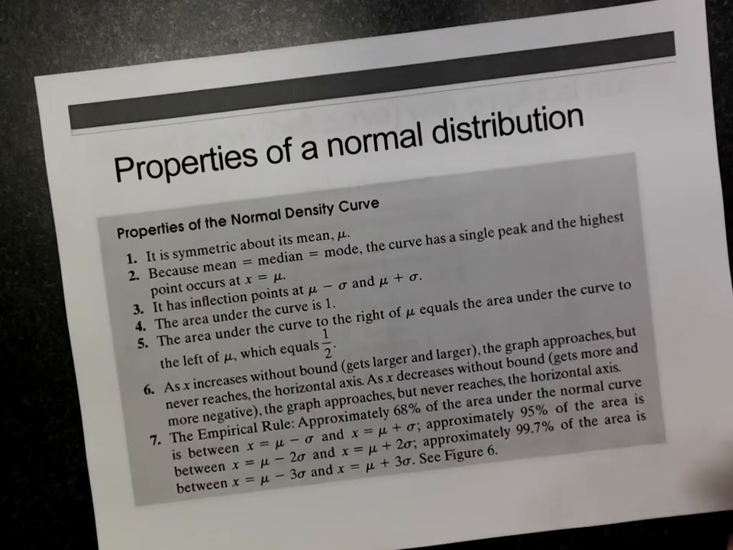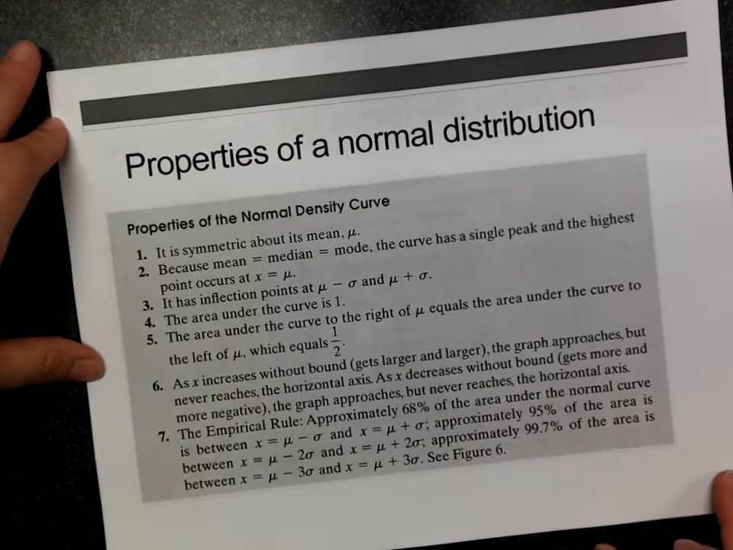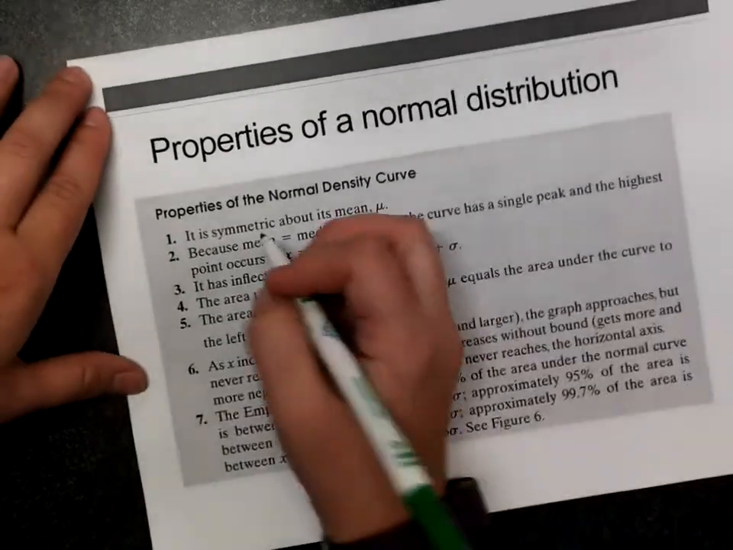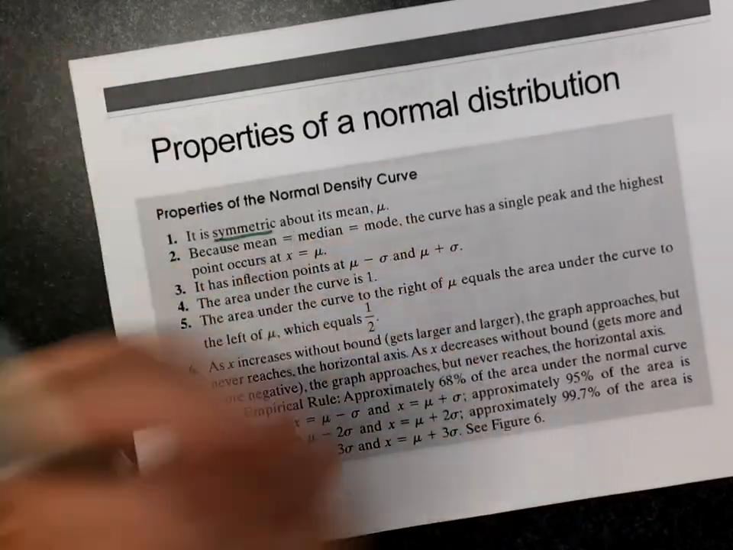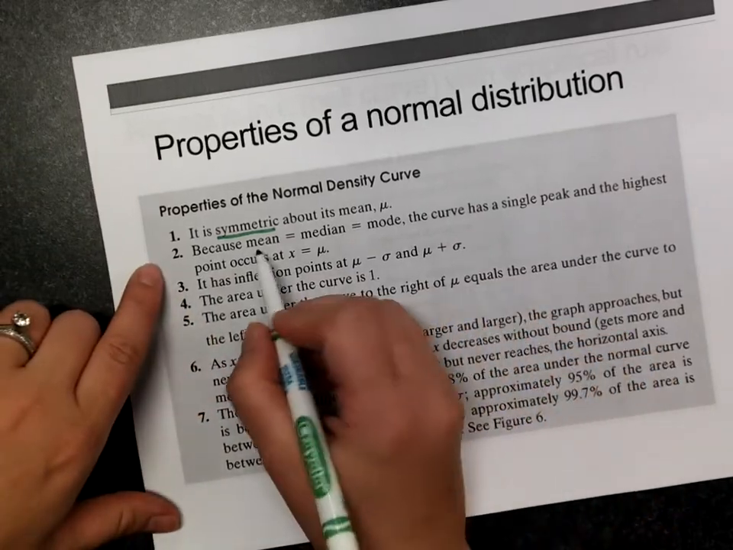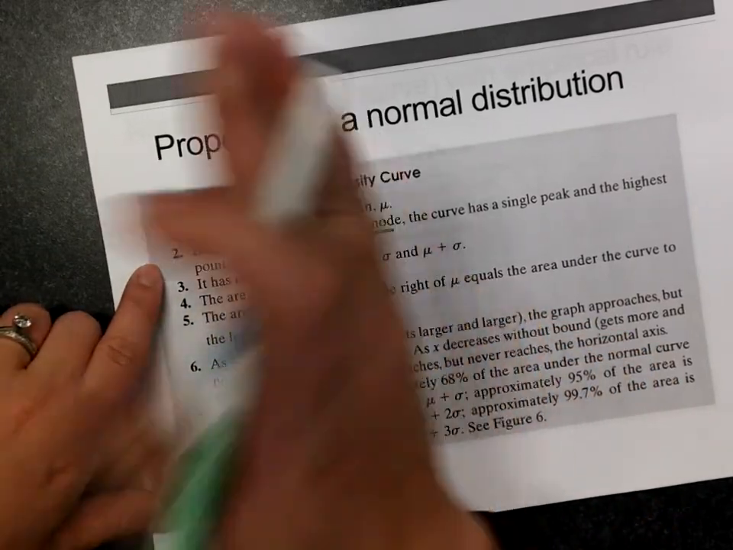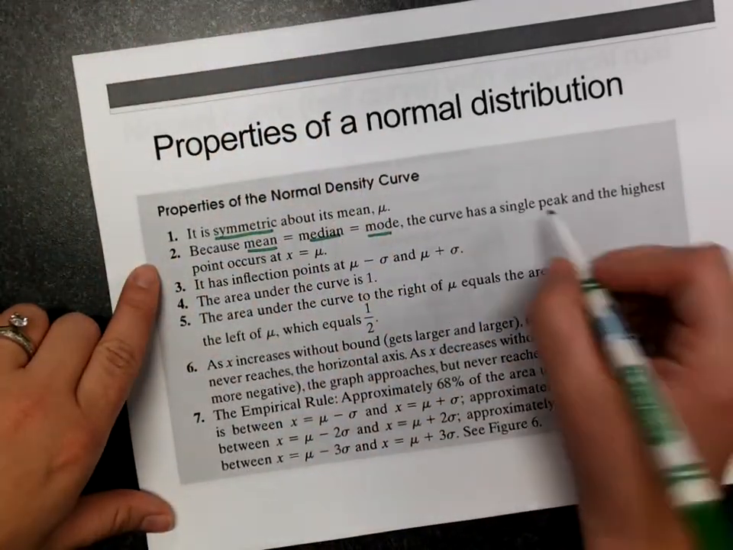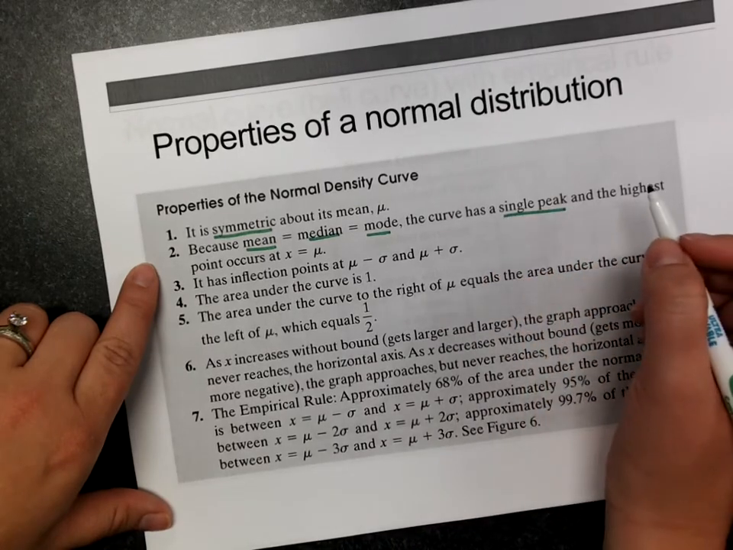So the book puts all of the properties in a big long list. I think all of them are things we're familiar with. None of them are too difficult. Don't stress about memorizing them. I think they're all pretty straightforward. We know that it's symmetric. That means it's the same right and left. The mean, the median, and the mode will all be at that center line. So it has a single peak at the highest point.